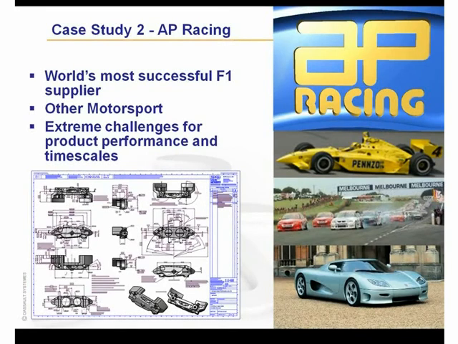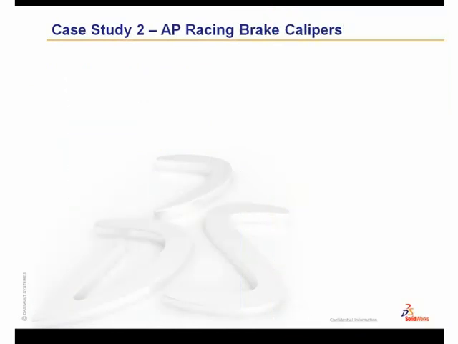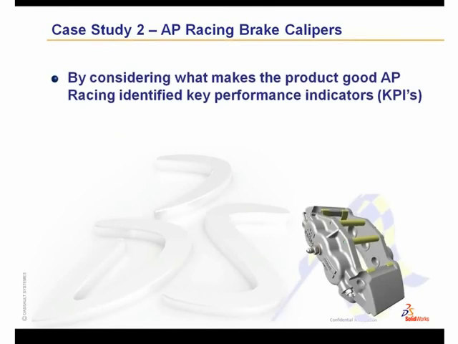But it's not so much what they do that makes AP Racing such a good example. It's how they go about what they do. So again, we're going to look at just one of their products, the brake caliper. So the first thing they do is they consider what makes a good brake caliper. They want to identify the key performance indicators.